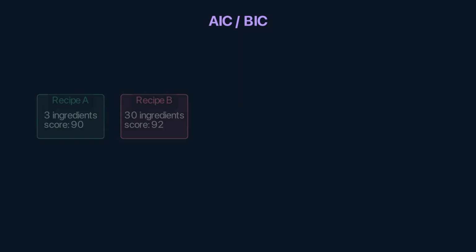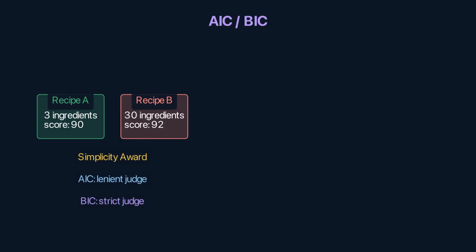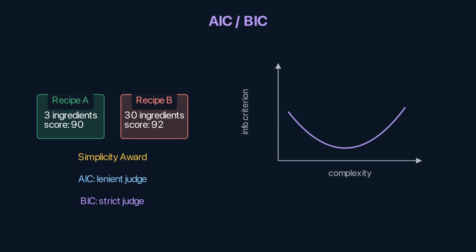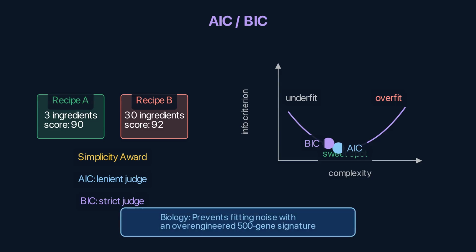2 competing recipes on the podium. Recipe A uses 3 ingredients and scores 90. Recipe B uses 30 ingredients and scores 92. Which is better? AIC and BIC give the Simplicity Award. Both penalize complexity. More ingredients cost you points. BIC penalizes harder, demanding justification for every additional ingredient. The winning recipe balances accuracy and parsimony. In model selection, this prevents you from fitting noise with an over-engineered 500 gene signature when 10 genes would do.